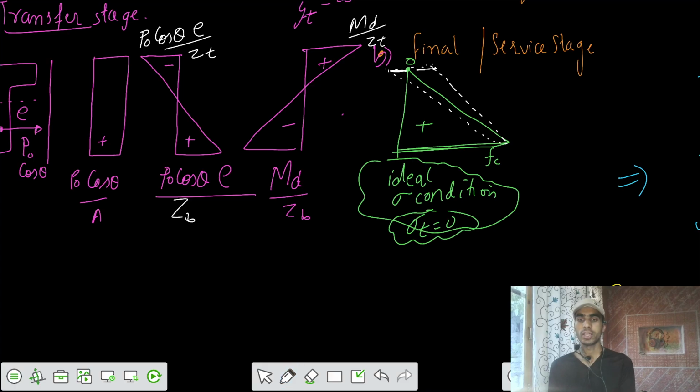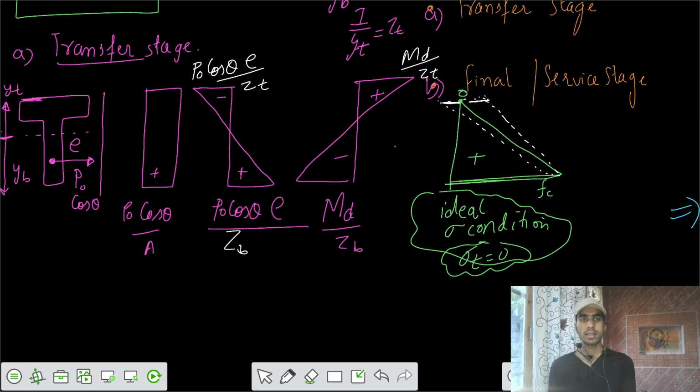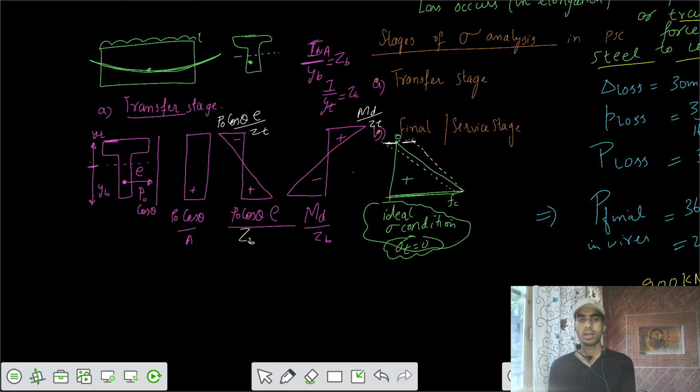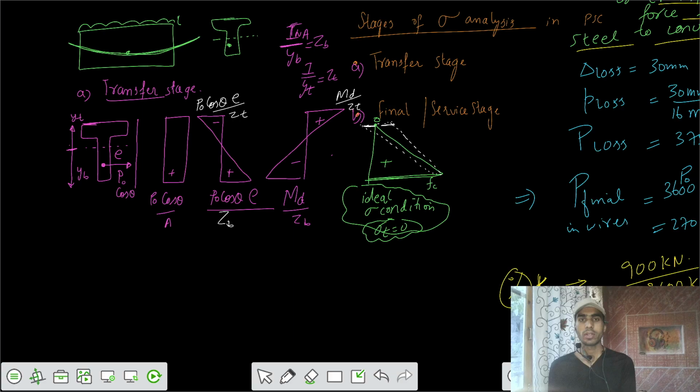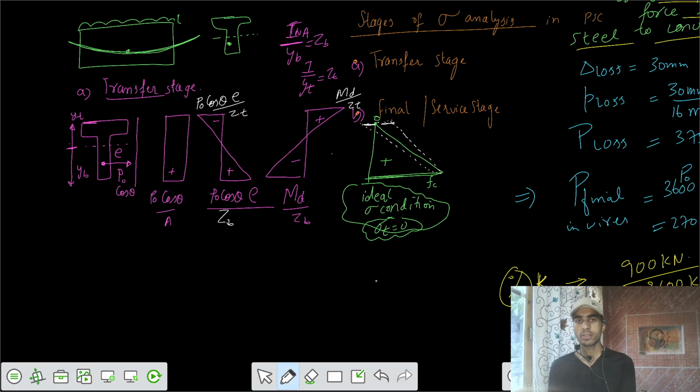The second case of loading, the second stage, we call the final or service stage. Service stage means when the external loads are applied. The beam is designed for some service loads, that is live load, superimposed dead load, or it can be live load also. Those we can call service loads, so for those loads this stage is called the service stage.